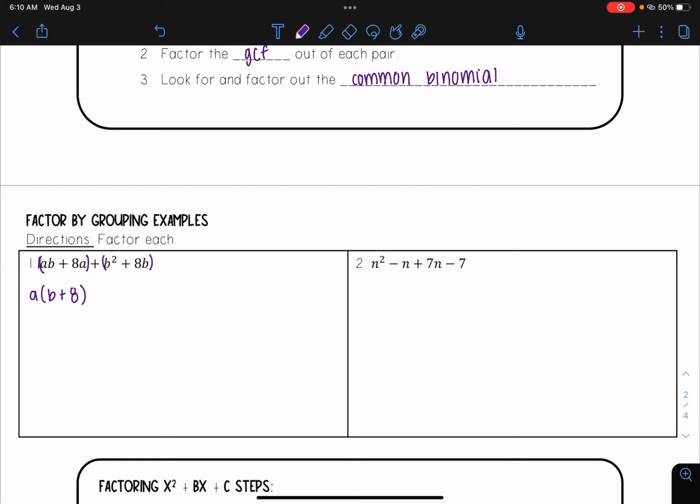Now for the second one, I see that the common term I have here from B squared plus 8B is B. So I'm going to factor out a B. And then when I divide B from both, B squared divided by B, I get B. Plus 8B divided by B, I get 8.